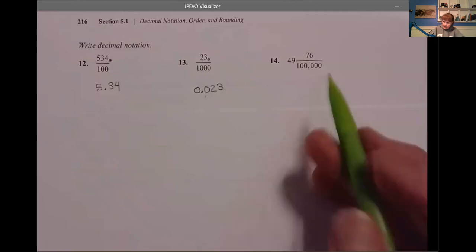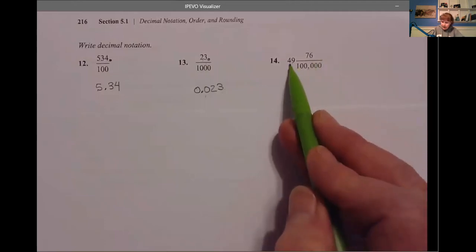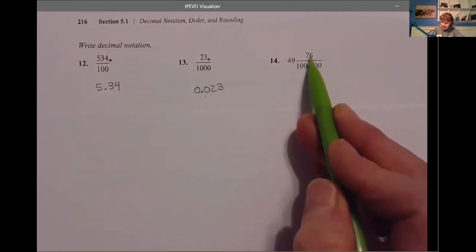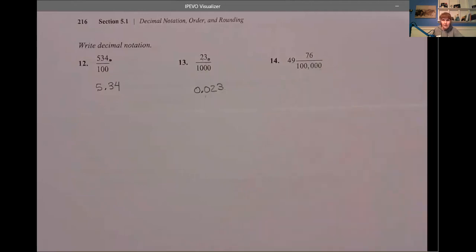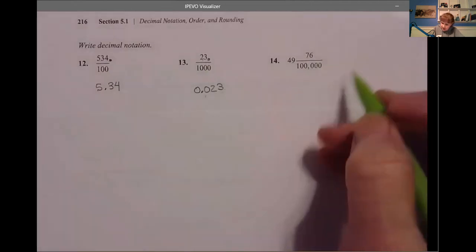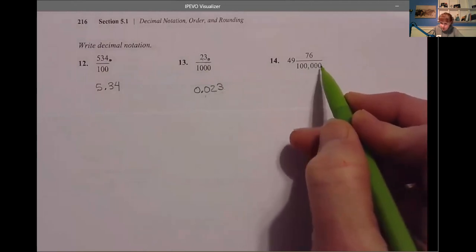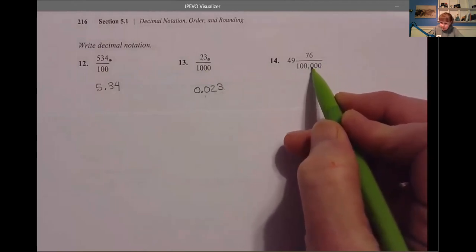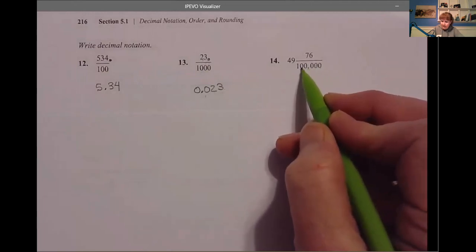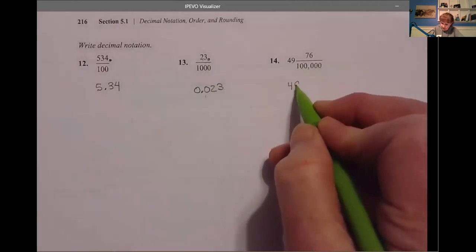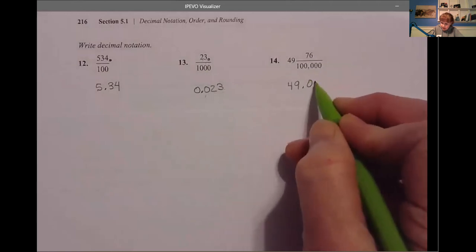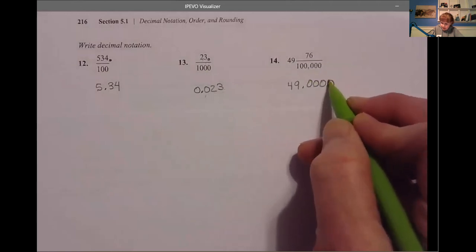All right, let's look at this right here. We have 49 and 7,600 thousandths. Well, we're going to move our decimal to the left. 1, 2, 3, 4, 5. So we have 49.1, 2, 3, 4.